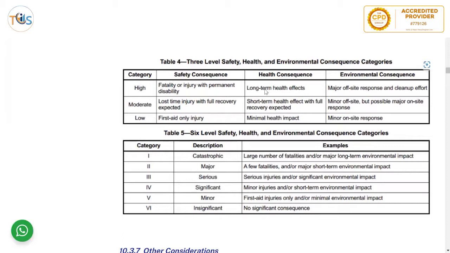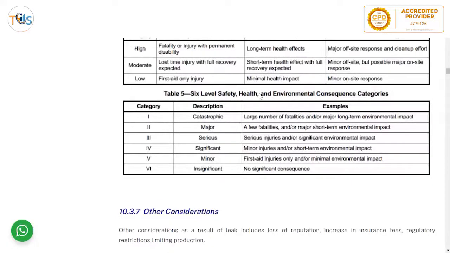And health consequence is long-term health issues, short-term health effect but full recovery expected, and minimal health, and then major offsite response, minor offsite, and minor on-site response. So first aid, you don't go to hospital. Normally just do a bit of band-aid or anything. So it's called first aid on the injury. Whereas the high and moderate, you probably end up going to the hospital. And then on table 5, there are 6 levels: catastrophic, major, serious, significant, minor, insignificant.